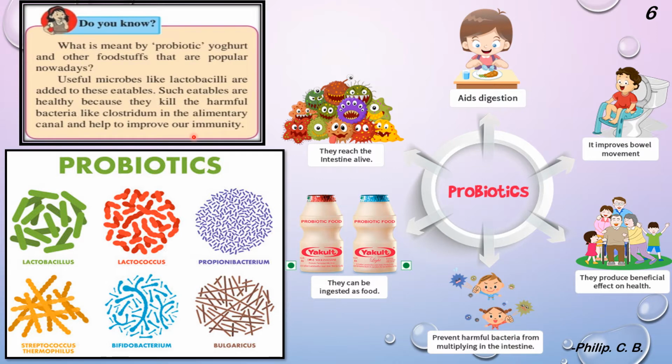So if you see here, again I have given a few examples of probiotics. When you say probiotics, like Lactobacillus, Lactococcus, Propionibacterium, Streptococcus thermophilus, then Bifidobacterium, Bulgaricus, these are a few examples of probiotics. They reach our intestine, all these microorganisms, and they are alive, they kill the harmful ones, they help in digestion, they improve our bowel movement.